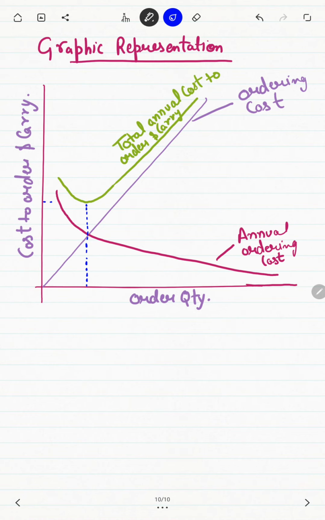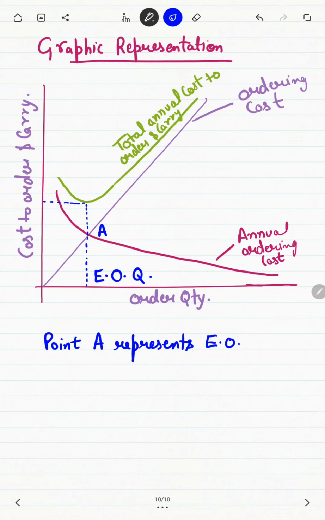Now just see here, this will be the calculation of our economic order quantity. Now this point occurs at A. Point A represents our economic order quantity.